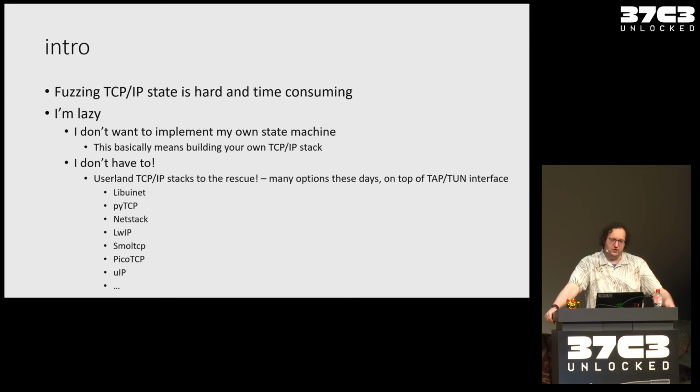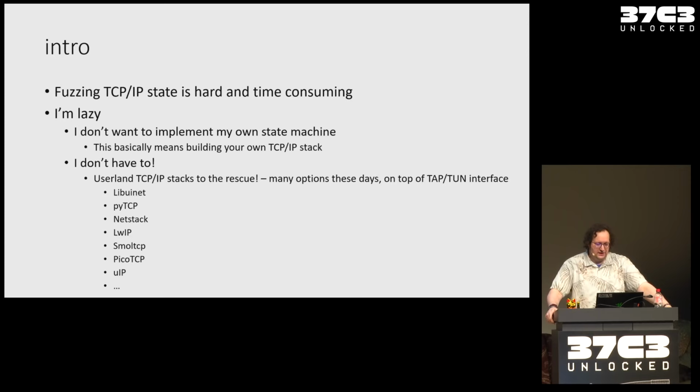If this was 10, 15, 20 years ago, you would have been out of luck and you would have had to do that. But today, it turns out, we have a number of userland TCP/IP stacks, right? They're often used in embedded stuff or to test certain things. Somebody wrote a port scanner with it. You can do all sorts of things with it. But as far as I can tell, no one's ever looked at it and said, great, let's co-opt one of these network stacks and turn it into a fuzzer. And that was the idea I had. That's the crux of this presentation.